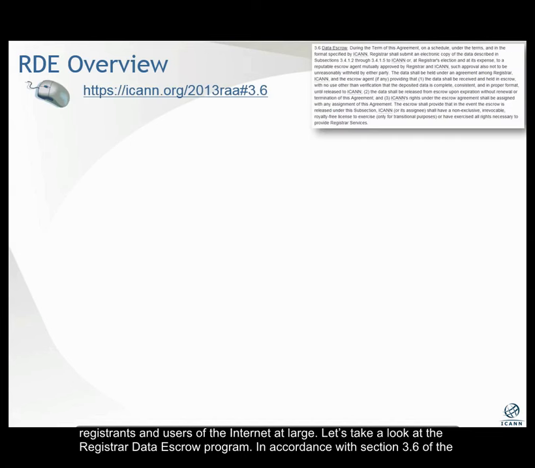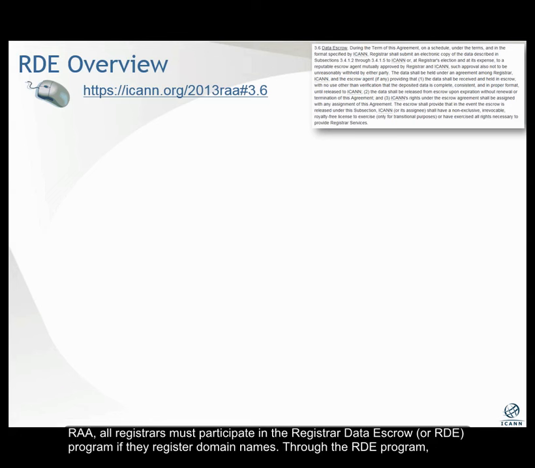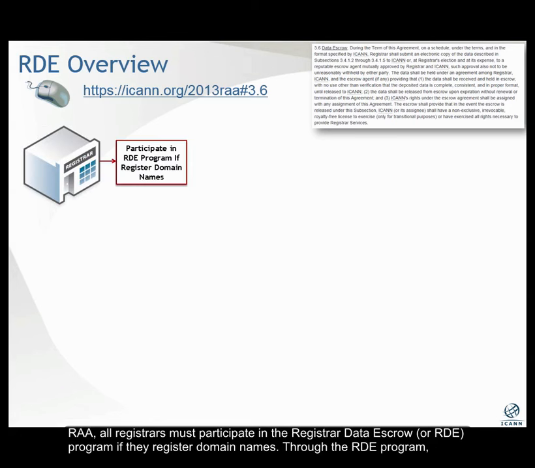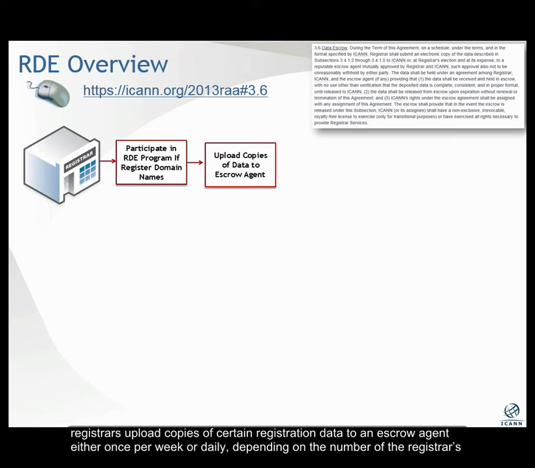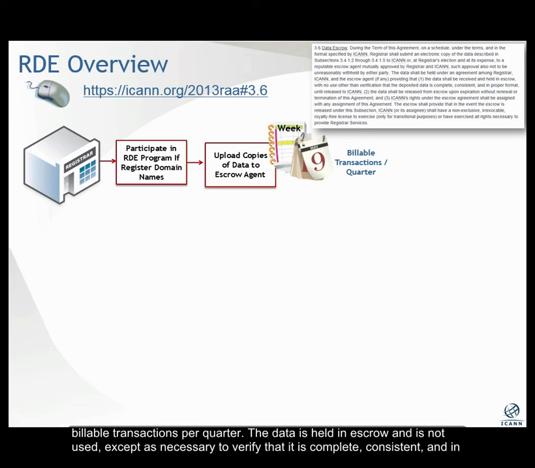In accordance with Section 3.6 of the RAA, all registrars must participate in the Registrar Data Escrow, or RDE, program if they register domain names. Through the RDE program, registrars upload copies of certain registration data to an escrow agent either once per week or daily, depending on the number of the registrar's billable transactions per quarter.